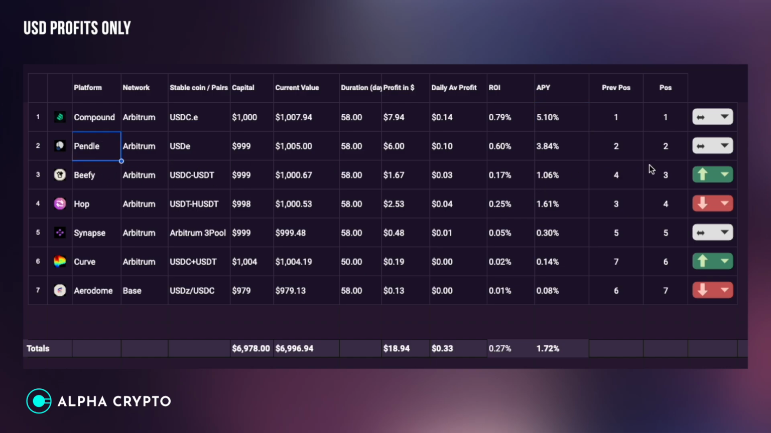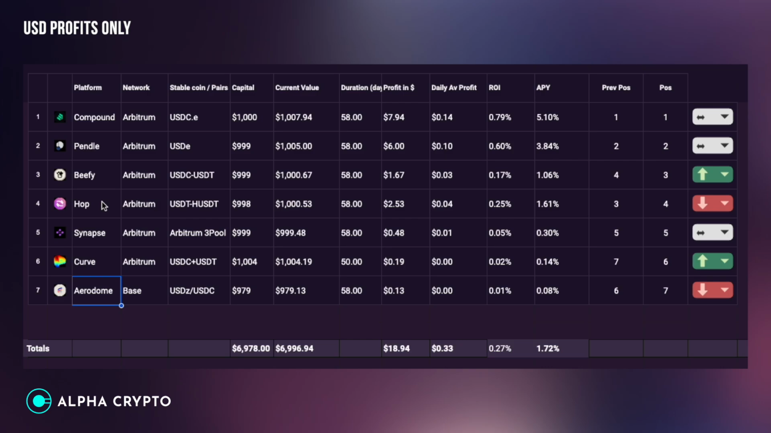Now, Pendle in number 2 position, so that hasn't changed. That has an APY of around 3.84%. That's given us a total profit of around $6 so far. Beefy at number 3 position, that's gone up one position, so we're at 1.06%. Not too great for this one. We really haven't made any sort of money, and also Beefy doesn't give you any rewards, so I wouldn't recommend going with Beefy.